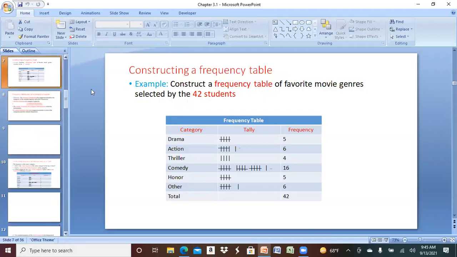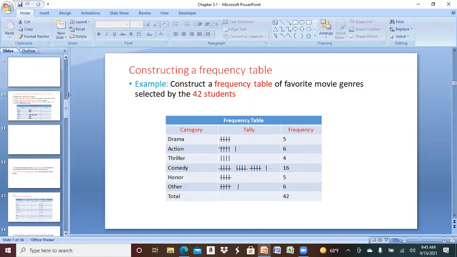Do you have any questions about the frequency? When you make a table, you call it the frequency table. This is the name of the movie, and this is the frequency, the number. When you make the frequency table, you make it the same way: this is the observation and this is the frequency. That is how to make the frequency table. Any questions about the frequency and frequency table?